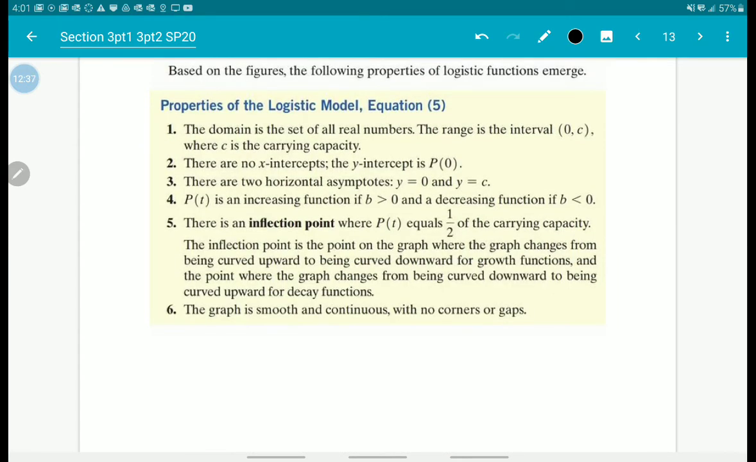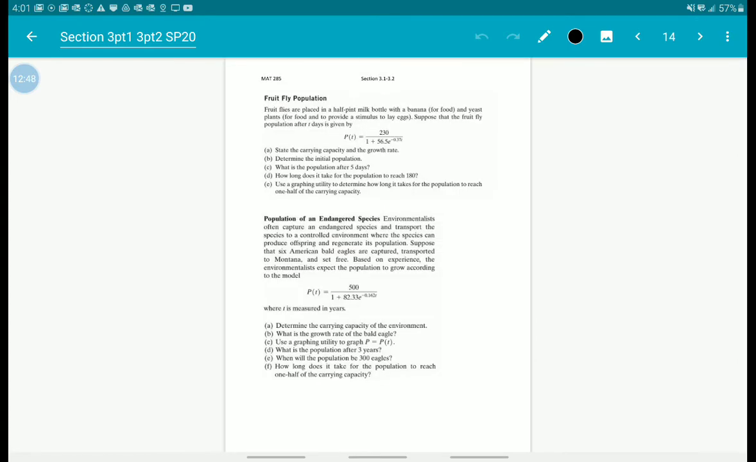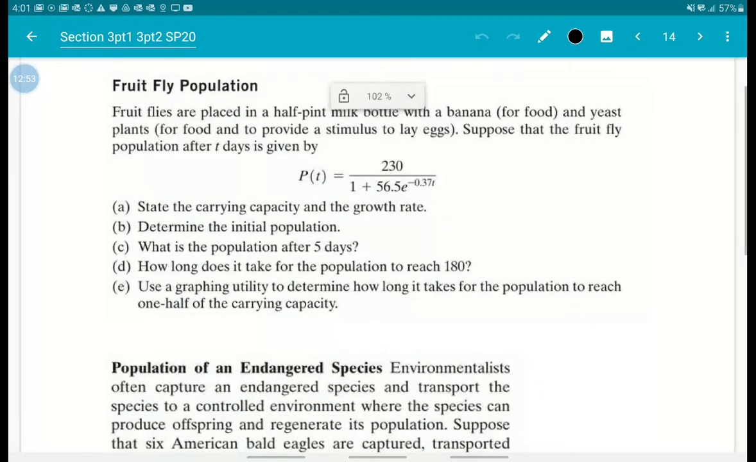The graph is also a smooth, continuous graph with no corners or cusps, which means that we can deal with differential equations and talk about differentiability of the function. So let's look at an example here. Let's look at the fruit fly population. Fruit flies are placed in a half pint of milk with a banana. And we have a population model. They've given it to us. They're asking us some questions about that model.